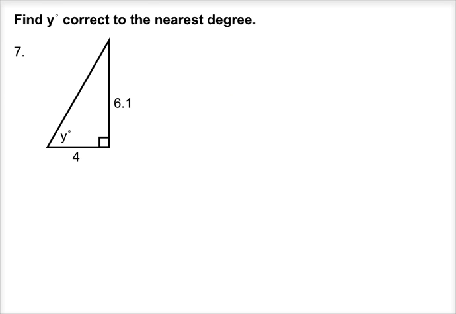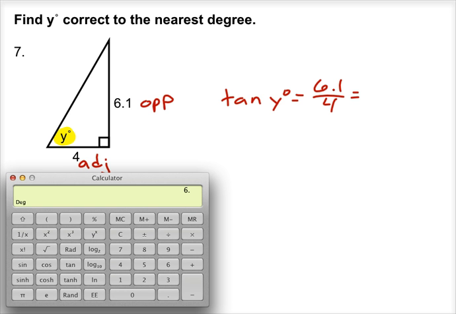Find y correct to the nearest degree. Now when I look, I don't know y, but I do notice that the 6.1 is opposite and the 4 is adjacent. So knowing that tangent is opposite over adjacent, I have the tangent of y degrees equals opposite 6.1 over adjacent 4. Well, I want to see what 6.1 divided by 4 is as a decimal. So I get my calculator back. 6.1 divided by 4 is 1.525.